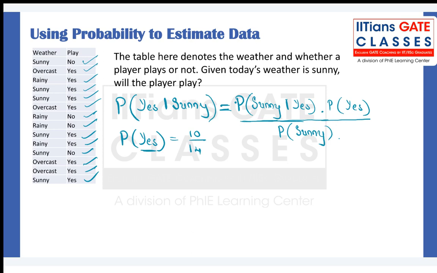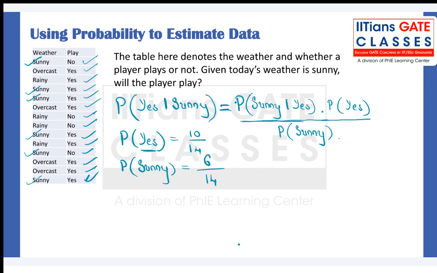The other thing that I can do is, can I calculate what is the probability that it is sunny? Out of 14 choices, 1, 2, 3, 4, 5, 6. 6 by 14.